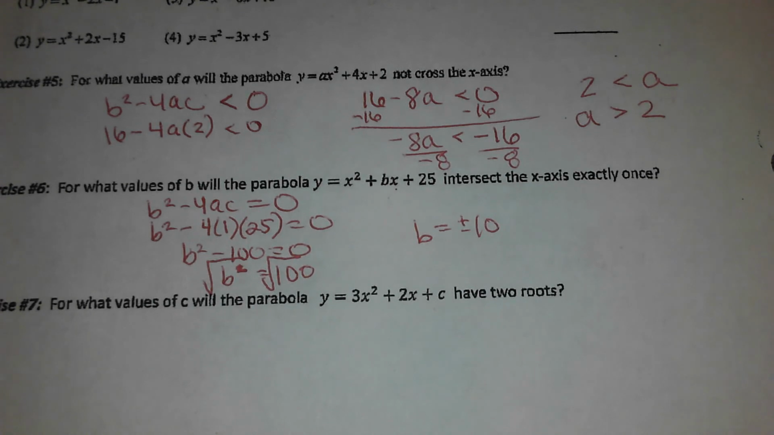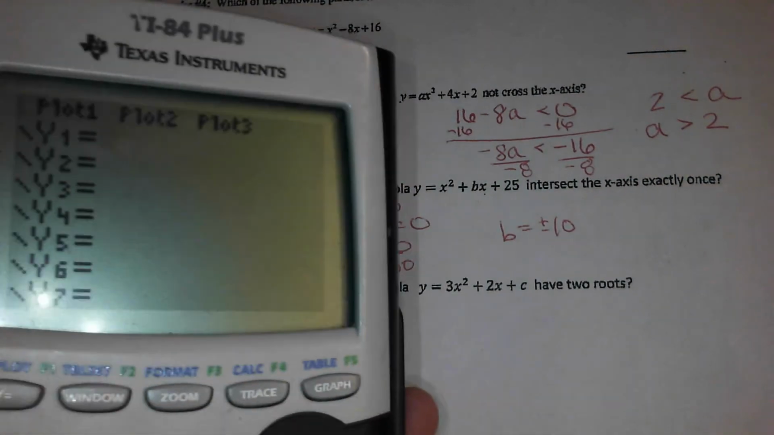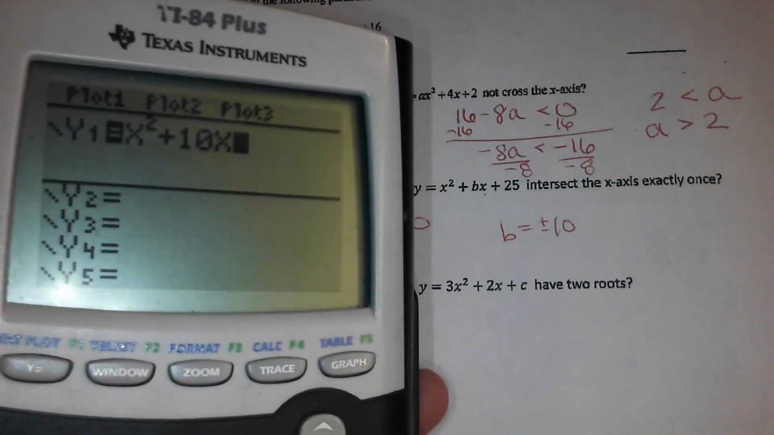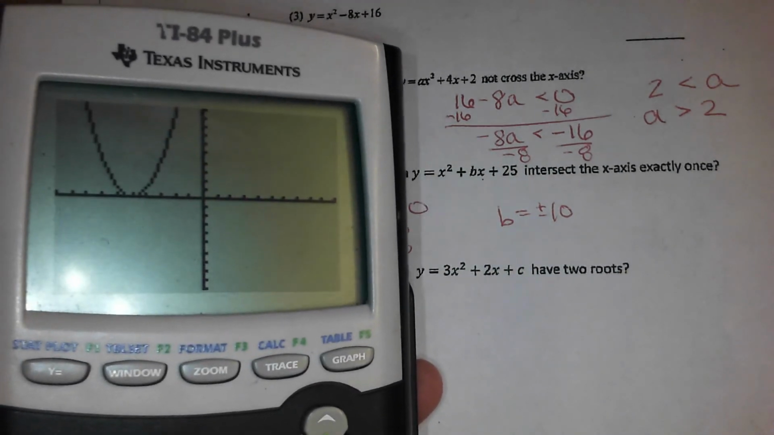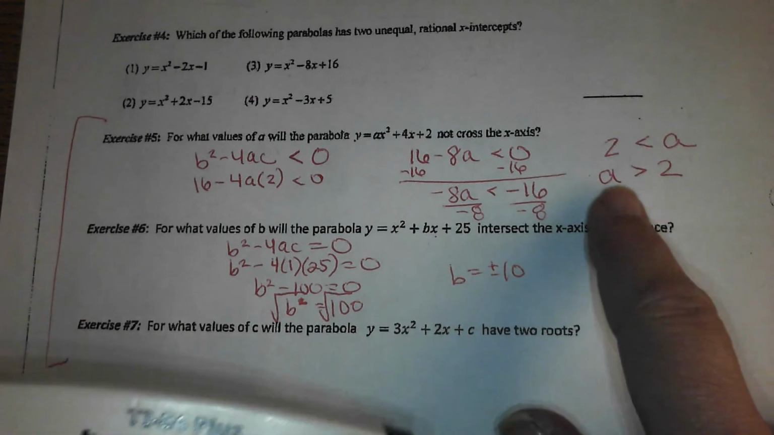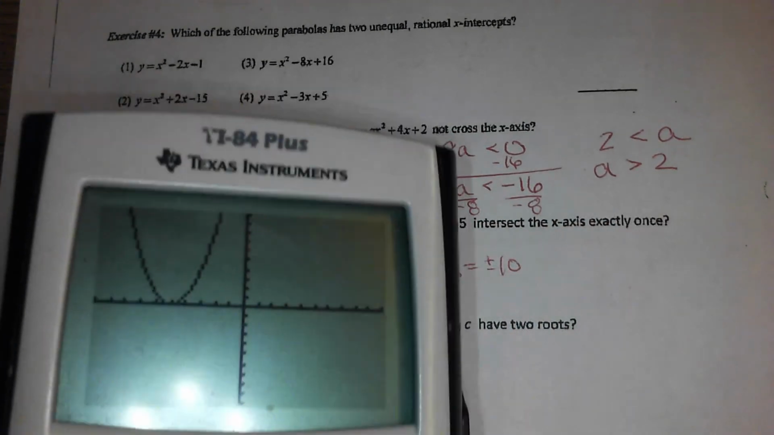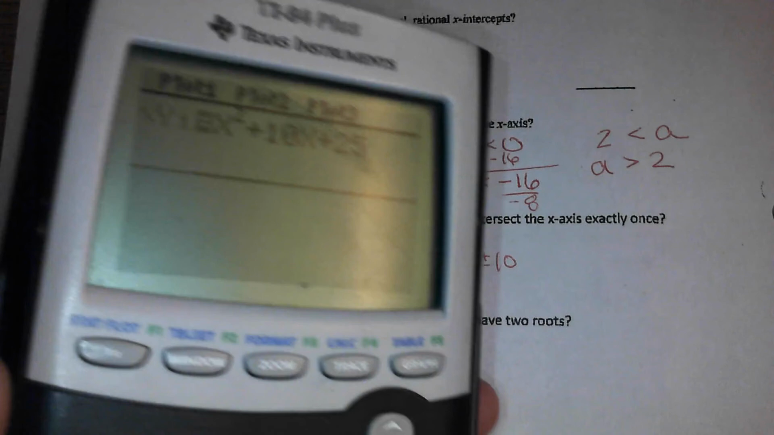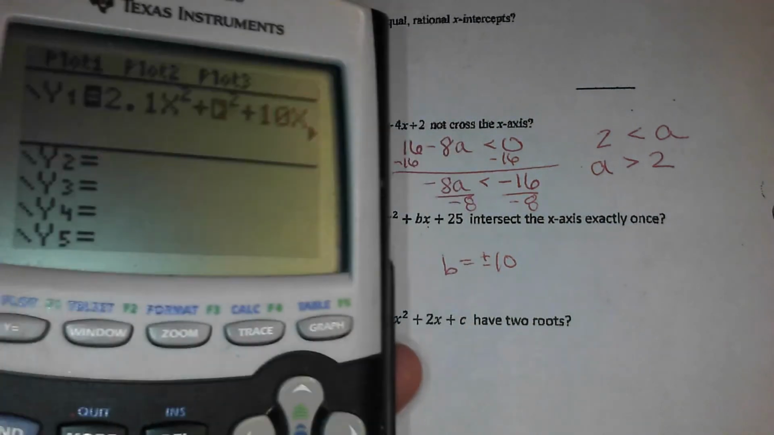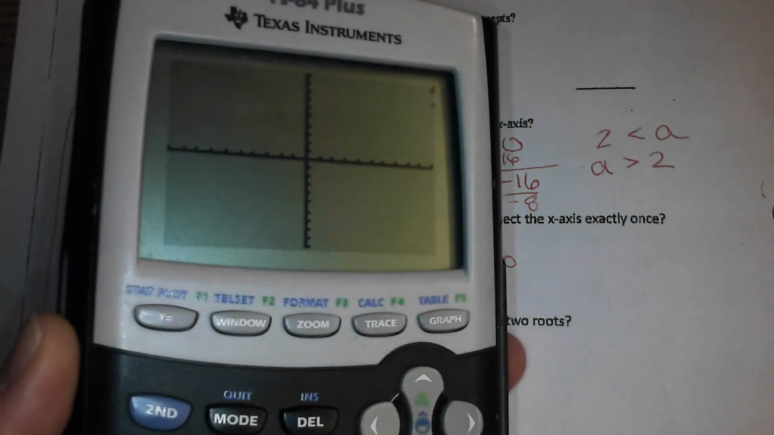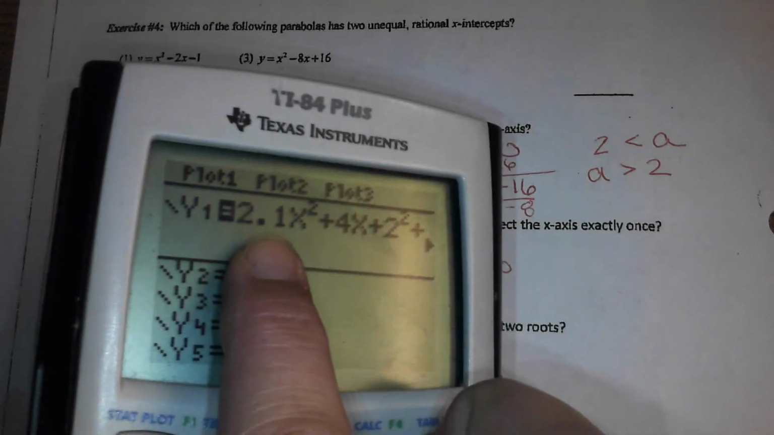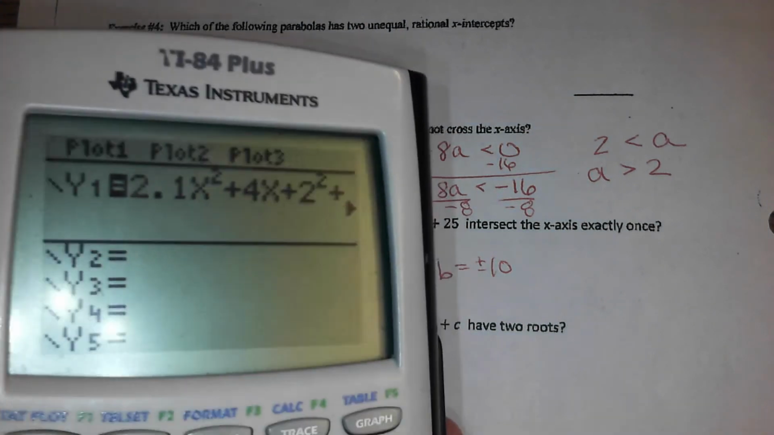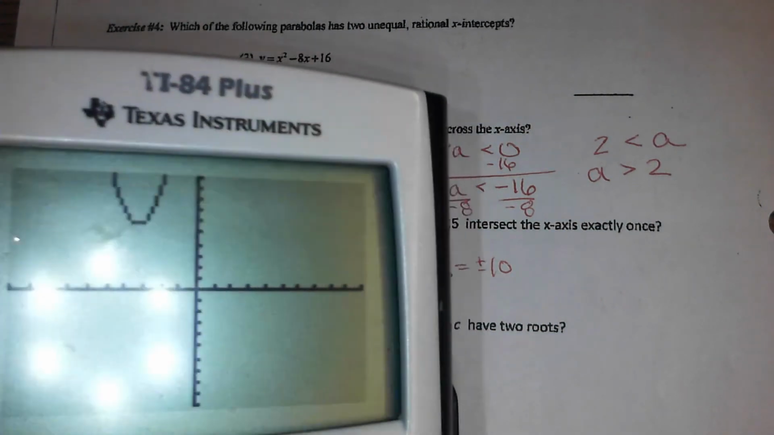Now, once you get these answers, certainly I would recommend you use your calculator to check. So I could type in x squared plus 10x plus 25 and just confirm that it hits only once. On number 5, I could make my A slightly greater than 2, even if I make it 2.1. It'll make it not cross the x-axis at all. Wow, just that little change of making it slightly greater than 2 made it not touch it, not even close. I thought it would only be off by a little.